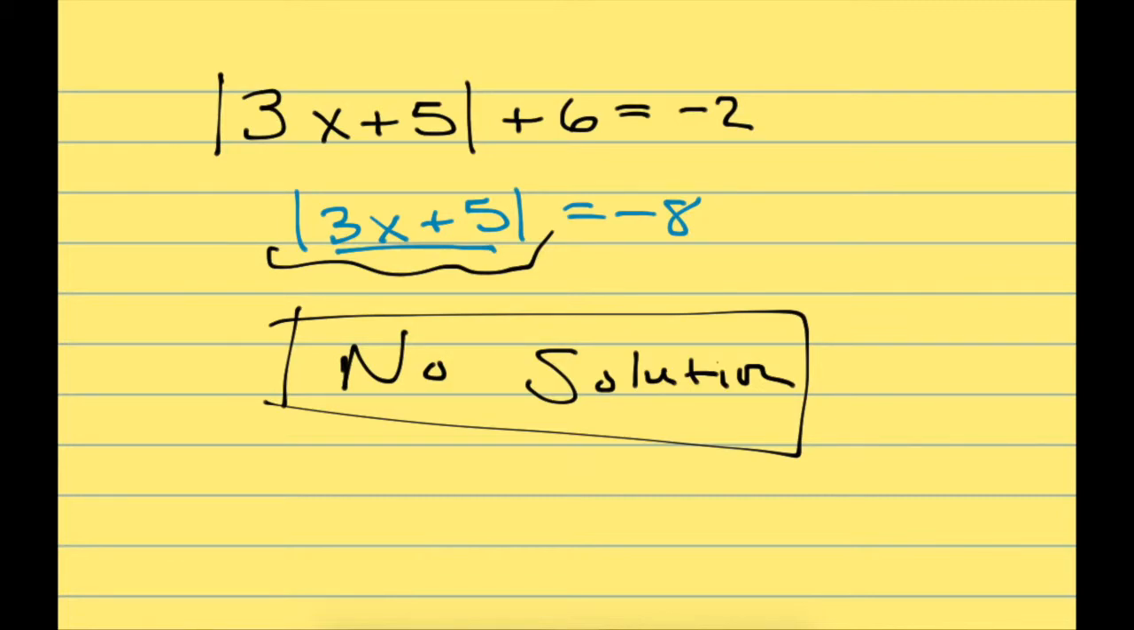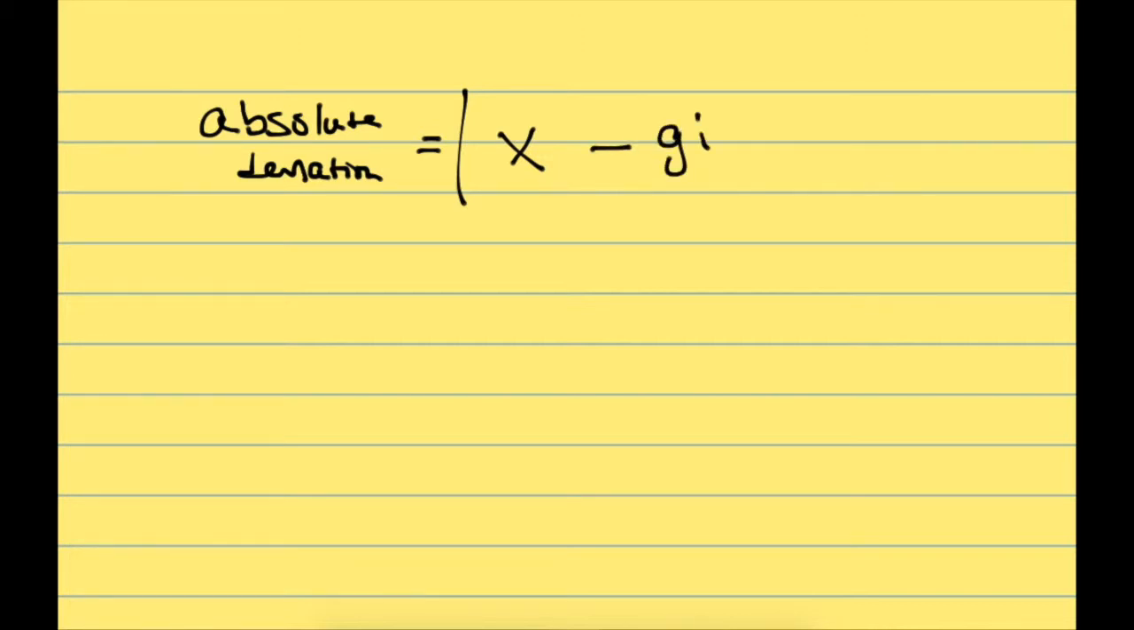One of the times that we use absolute values is when we're talking about absolute deviation. And we have a formula for absolute deviation. Absolute deviation equals the absolute value of our measurement, x, or whatever we're looking for, x will represent the variable of what we're measuring, minus whatever our given value, our accepted value is.